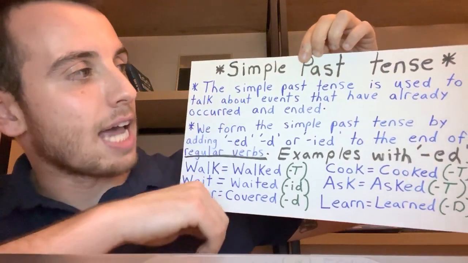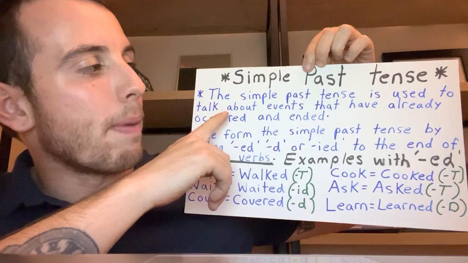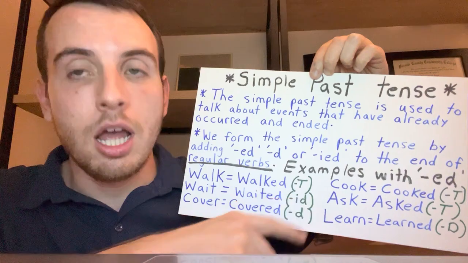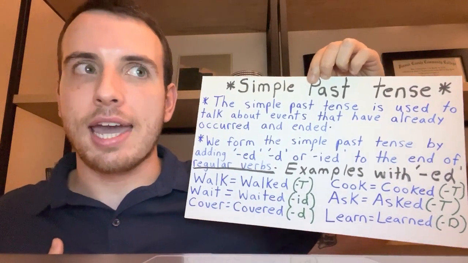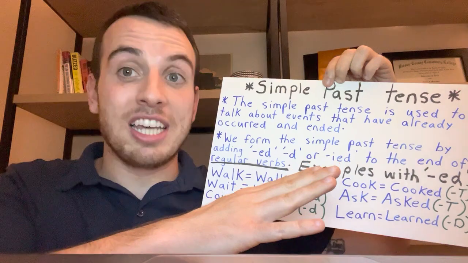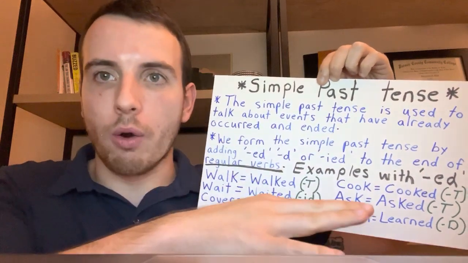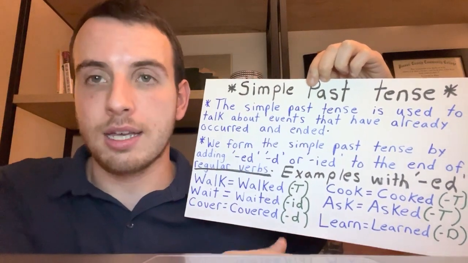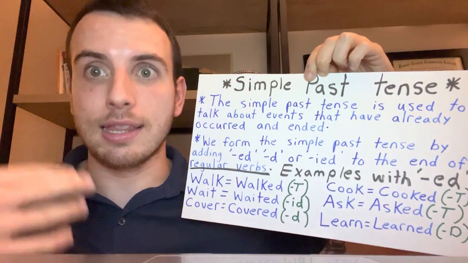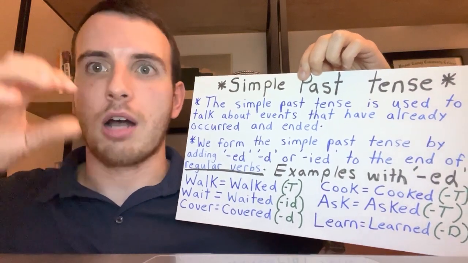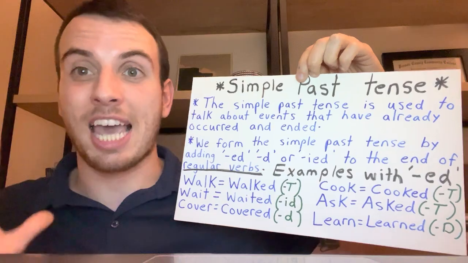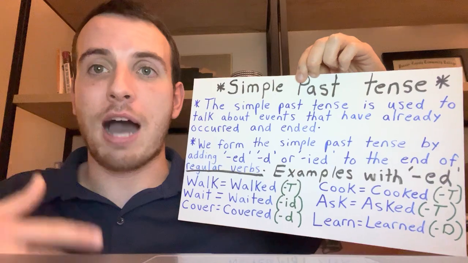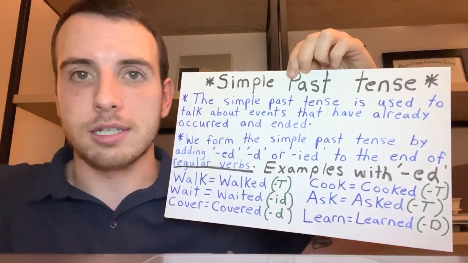The simple past tense is used to talk about events that have already occurred and ended. So, for example, I can say, I created this lesson 1 week ago. It was in the past, it's over, so it's in the past tense. If I say I create lessons every day, I'm speaking in the present, but I'm saying I created it last week. So it's used to speak about things that happened in the past.